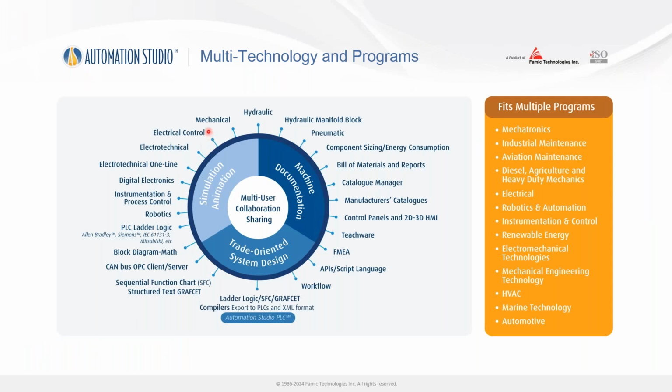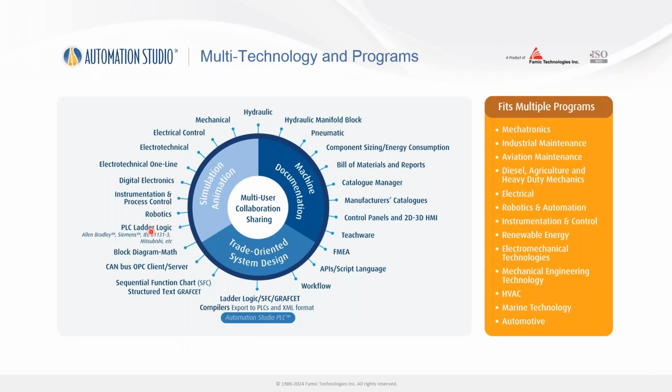What exactly is the Automation Studio software? It is a multi-technology software which deals in various fields like simulation, animation, trade-oriented system design, and machine documentation. You can draw your circuit using hydraulics, pneumatics, hydraulic manifold blocks, some mechanical, electrical control, and electrotechnical one-line. We have separate libraries for digital electronics, instrumentation, process control, and robotics.